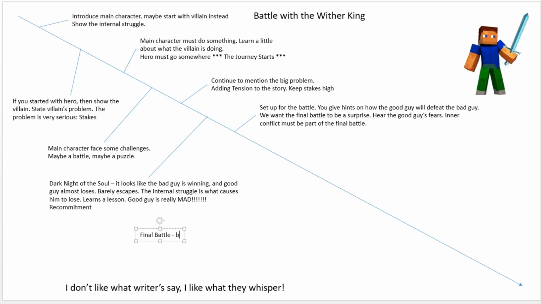All right, so this is the big showdown. Bigger. There we go. This is the big showdown, and this is where it's going to be good versus evil. It could be man versus desert. It could be, in this case, Watcher versus the Wither King. It could be a lot of different things competing with each other. But this is where there's going to be the big battle with the good versus evil.